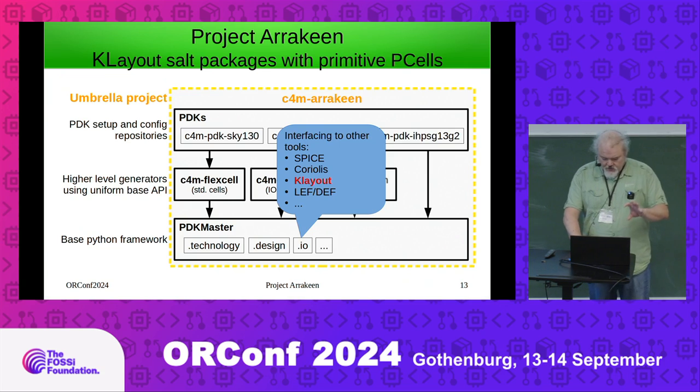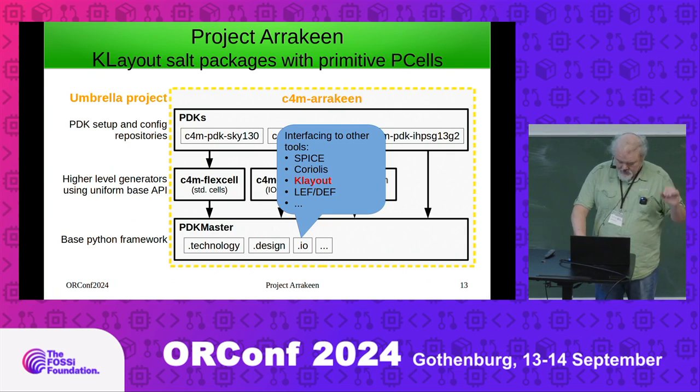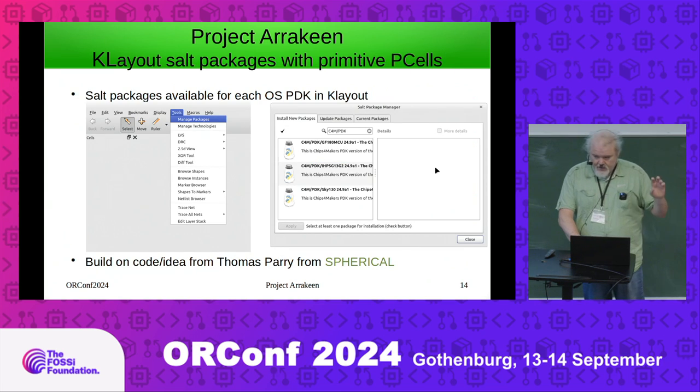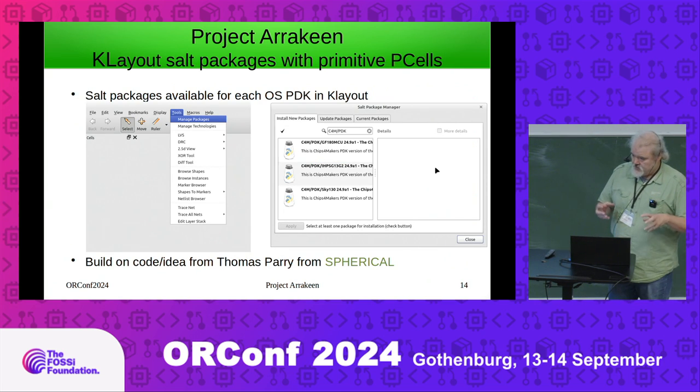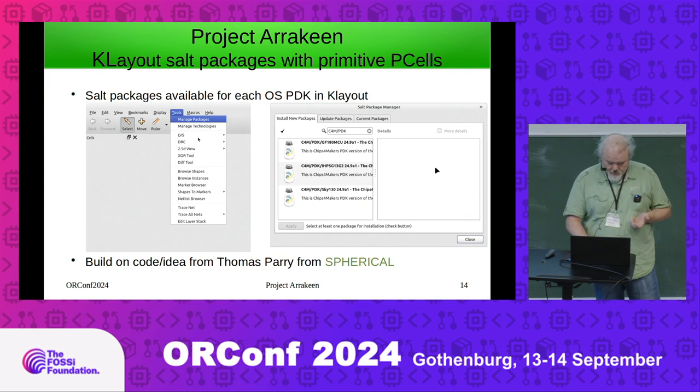So now I want to go a little bit deeper into the interfacing with KLayout. So you have the technologies, and I have export to KLayout, and I can make a Salt package, which is the package format for KLayout. In the tool you have this manage packages option, and you can install packages from the KLayout repository. And I've done this based on code from an idea from Thomas Perry from Spherical.